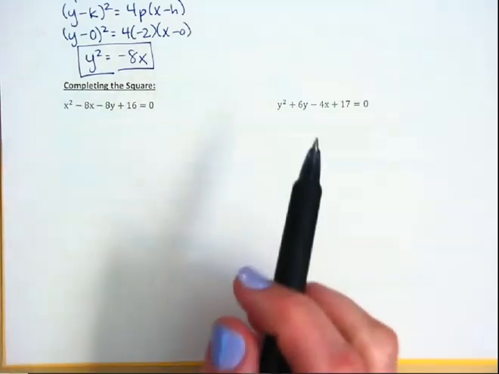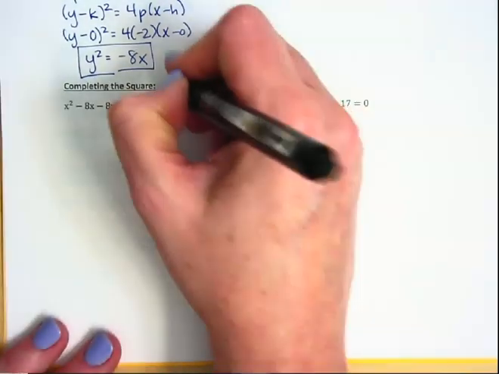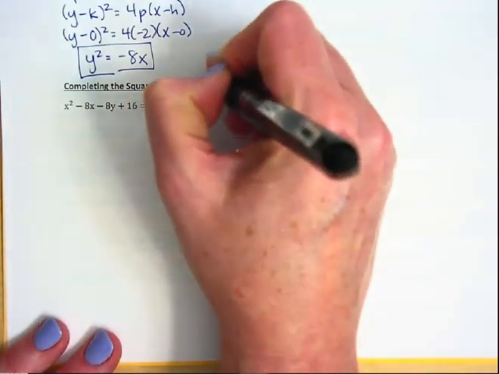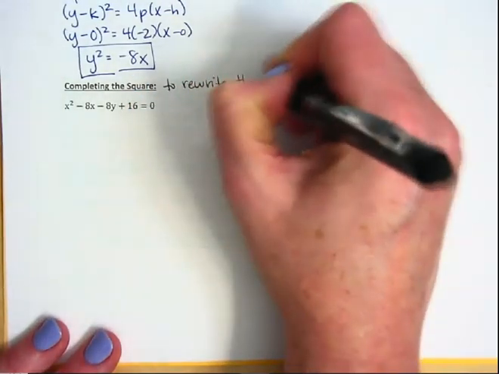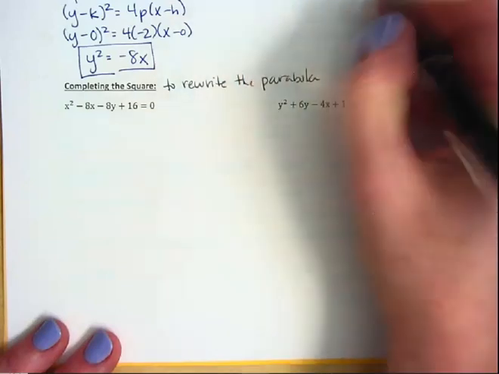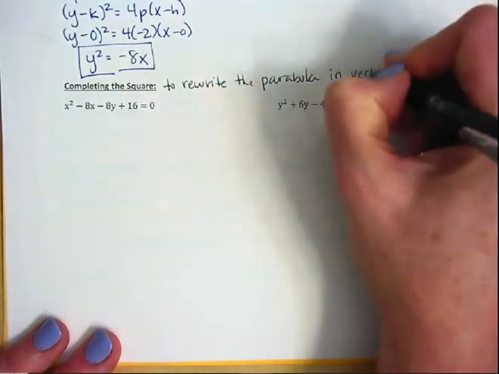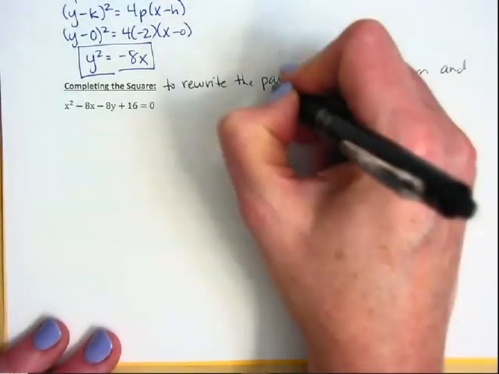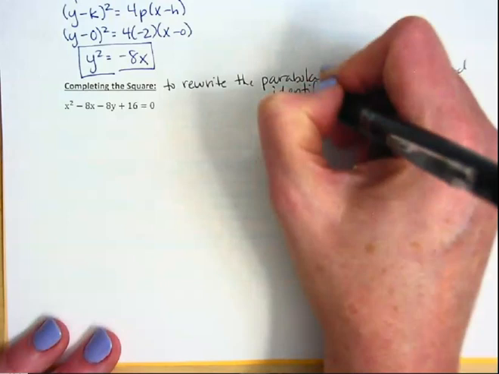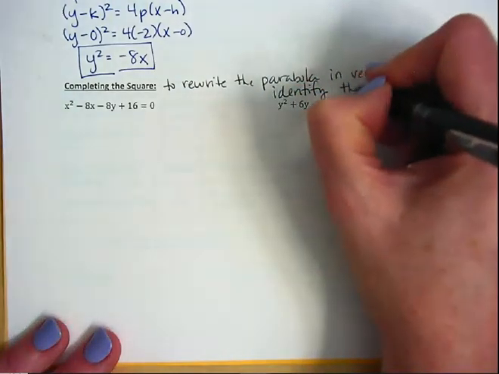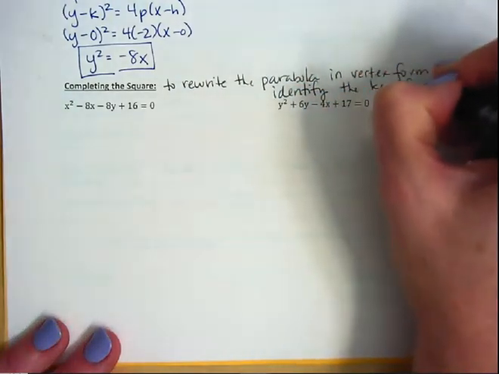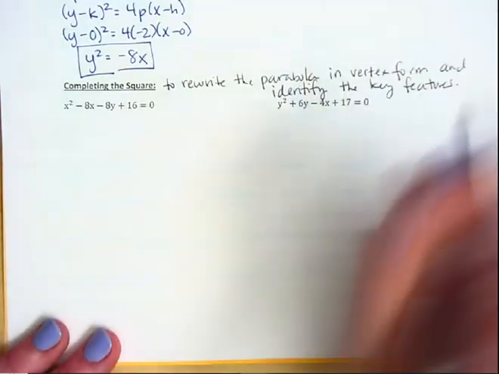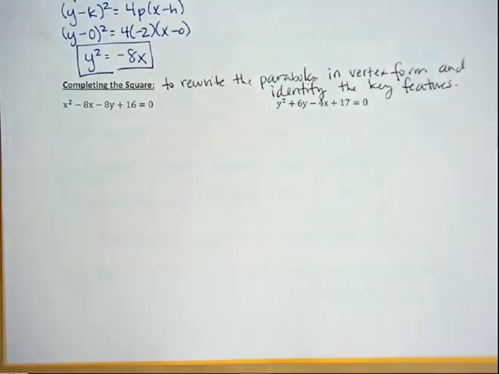I want you to add completing the square to rewrite the parabola in vertex form and identify the key features. So by key features, I mean the vertex, the focus, the directrix, and the axis of symmetry.